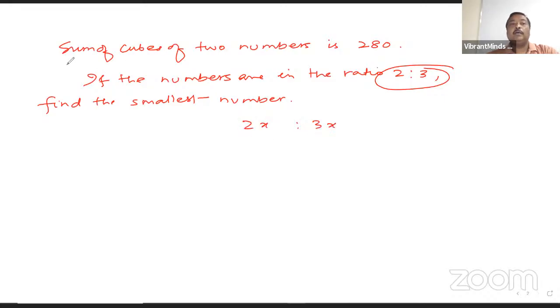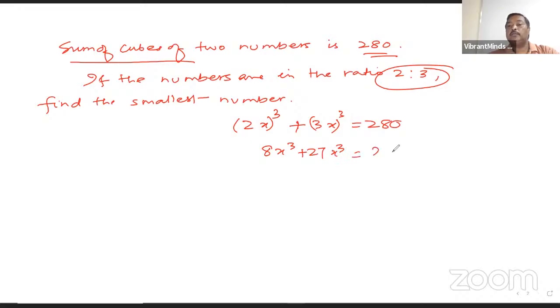3x. Now, sum of cubes. So cube of this number plus cube of this number is what? It is 280. So 8x cube plus 27x cube is equal to 280. Can I say 35x cube is equal to 280? 35 goes 8 times. So x cube is equal to 8, which can be written as 2 cube. So when the base is same, power gets cancelled. X is equal to how much?